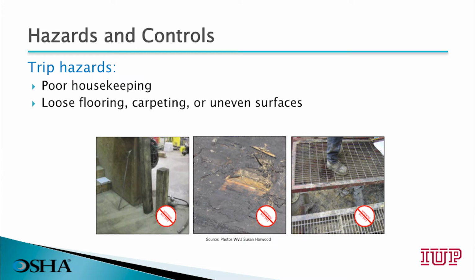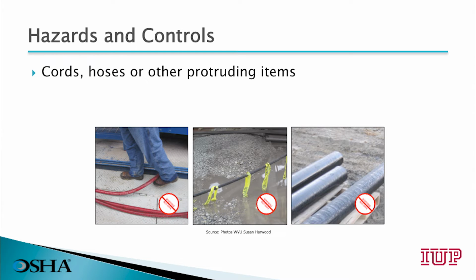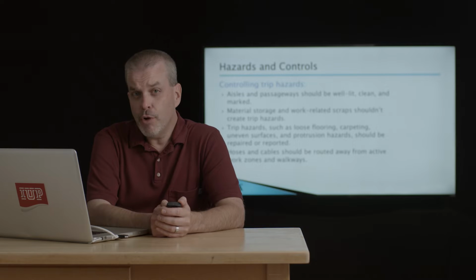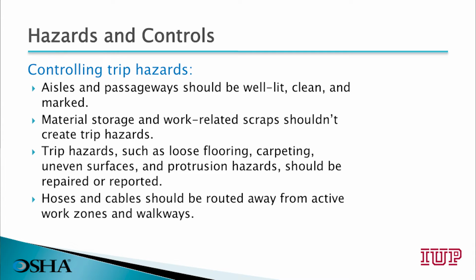Trip hazards include poor housekeeping, loose flooring, carpeting, or uneven surfaces, cords, hoses, or other protruding items. How do we control trip hazards? Aisles and passageways should be well lit, clean, and marked. Material storage and work-related scraps should not create trip hazards. Trip hazards such as loose flooring, carpeting, uneven surfaces, and protrusion hazards should be repaired or reported.